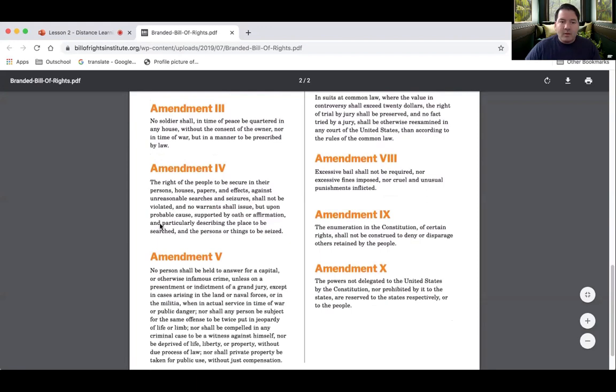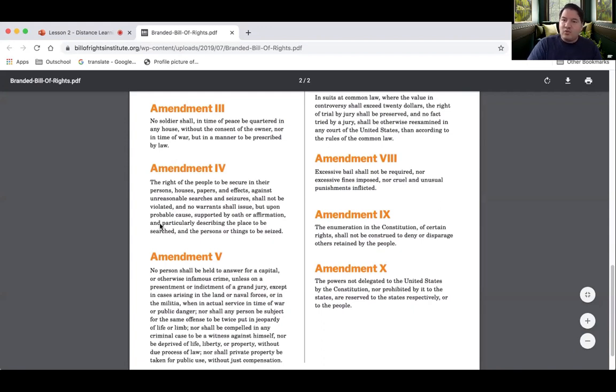Amendment 4: The right of the people to be secure in their persons, houses, papers, and effects against unreasonable searches and seizures shall not be violated, and no warrant shall be issued but upon probable cause, supported by oath or affirmation, and particularly describing the place to be searched and the person or things to be seized. This protects us from illegal search and seizure.